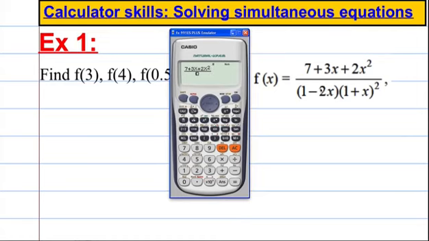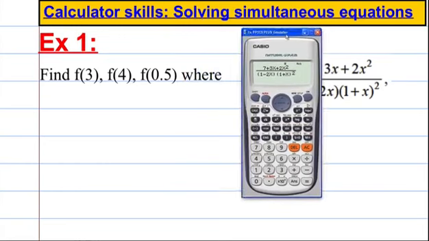Press the down arrow, and now we want to copy these brackets. 1 subtract 2 alpha x, and then close the brackets, and then 1 plus x all squared. 1 plus alpha x, close brackets, squared. Now just double check you've got the exact right function, you've copied it correctly, and we have.